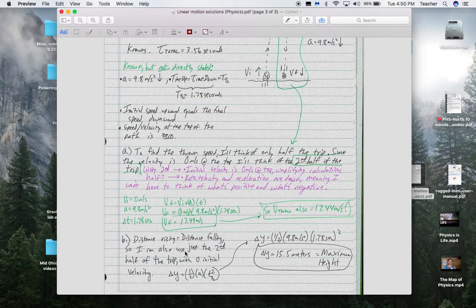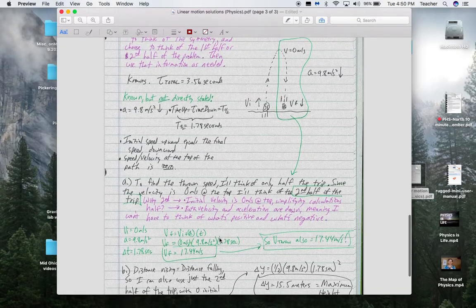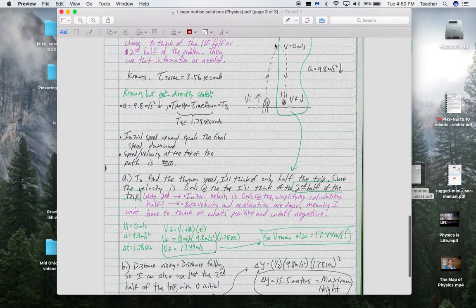The distance rising would equal the distance falling. So again, I can think only the second half of the trip. If you use the whole time and you do it mathematically correctly, you'll get 0, which makes sense because it ends up at the same height as which it was launched.